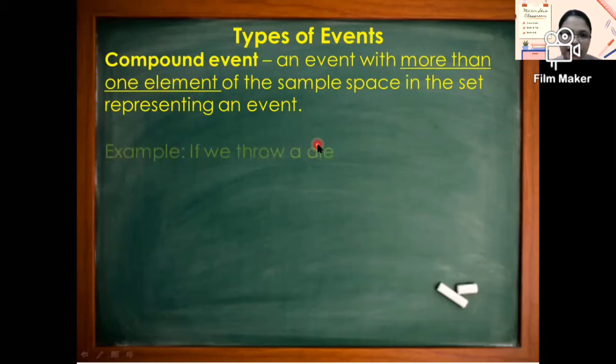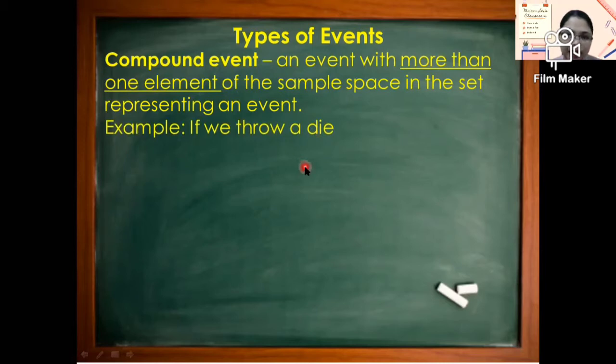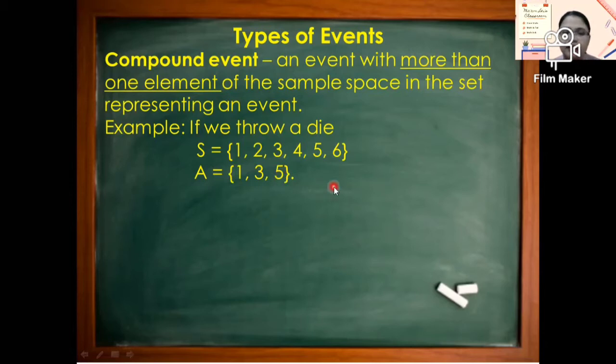So, tandaan natin, ang ating experiment is, if we throw a die or if we roll a die, the sample space is always 1, 2, 3, a set of numbers from 1 to 6. Tandaan po yun. So, halimbawa po ang ating event ay 1, 3, 5, lahat po ng odd numbers sa ating given sample space. Kung papansin natin, hindi lang isa yung numbers na meron tayo sa ating event A. Meron tayong 1, 3, and 5. Therefore, ito po ay example ng compound event.